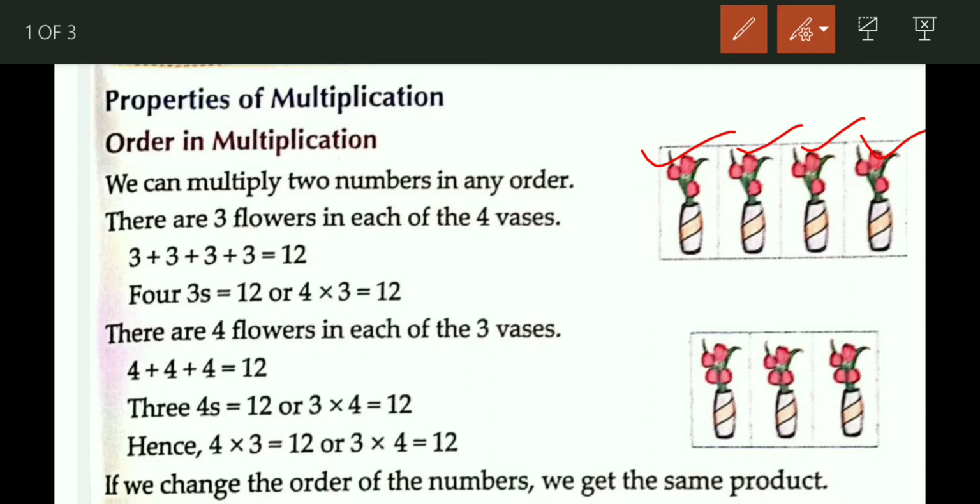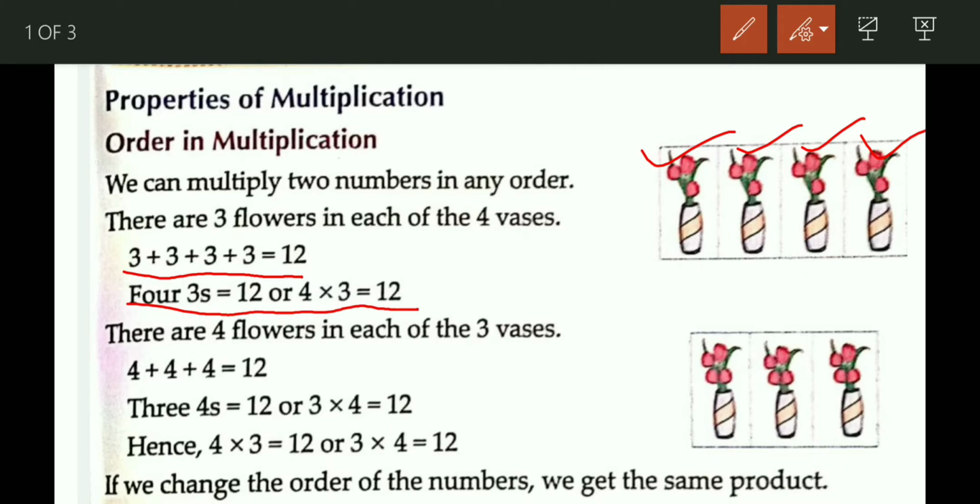So how would you write this? You will write 3 plus 3 plus 3 plus 3. Yes or no? 4 times you will write the number 3. 4 times you will add the number 3. Here it is written here. 3 plus 3 plus 3 plus 3. And when you add all these 3, you will get 12. Okay? So how will you say this? You will say 4 3s are 12. Here 4 3s are 12, or 4 into 3 is equal to 12.